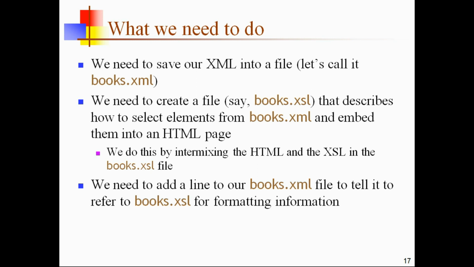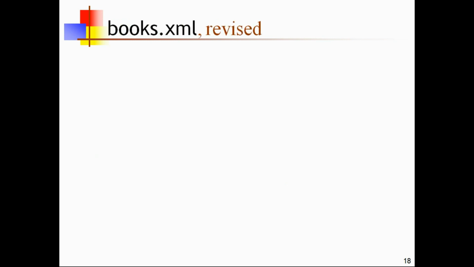So simple thing, we have to create two files. One is books.xml, another one is the books.xsl file. So we have to link our books.xsl file to books.xml. That is the main point. Let's see what a books.xml file contains.